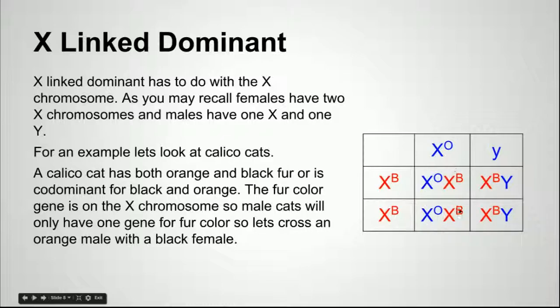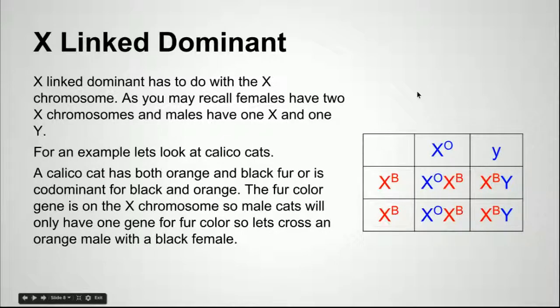So all of the females, all of the XXs, in this case will be the calico cats with orange and black splotches. And then when we look at the male cat, the ones with the Y's here, all the male cats will be black. Okay, so we take 1 orange male cat with 1 black female cat. We get 50% calico, or 100% of all the females will be calico. And then we get 50% black male. All the males are going to be black. They cannot be anything else.